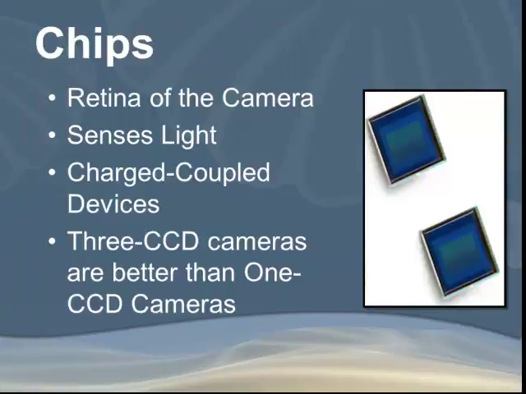Chips are often referred to as the retinas of the cameras. A chip senses light and changes light energy into electric energy. Chips are durable and permanently registered.